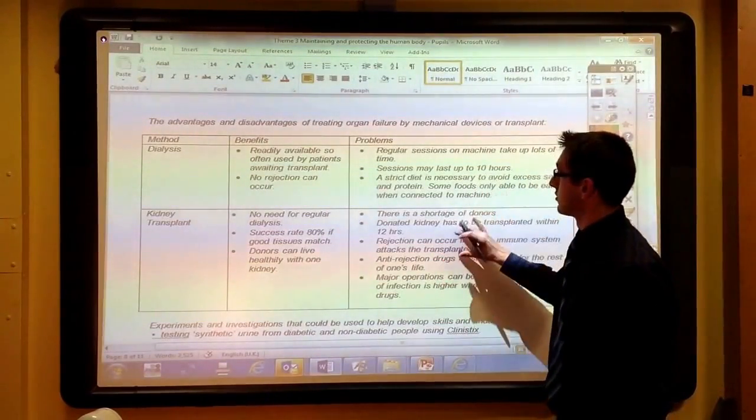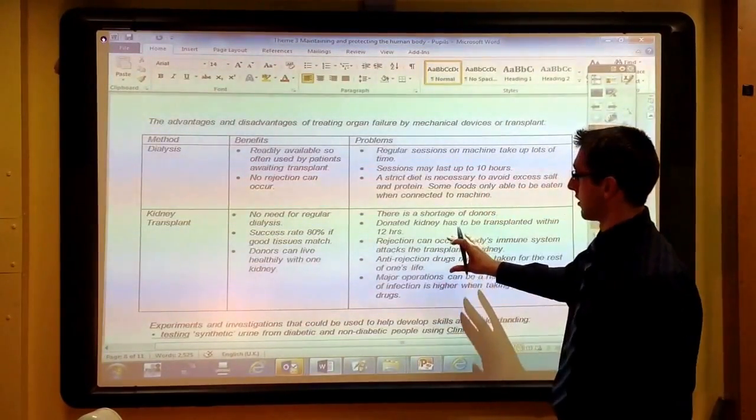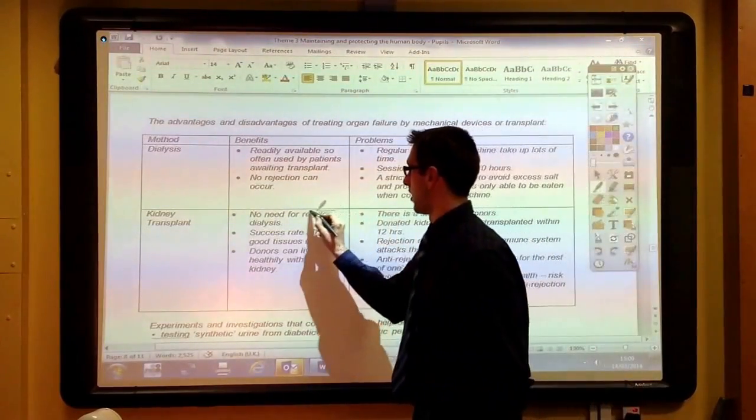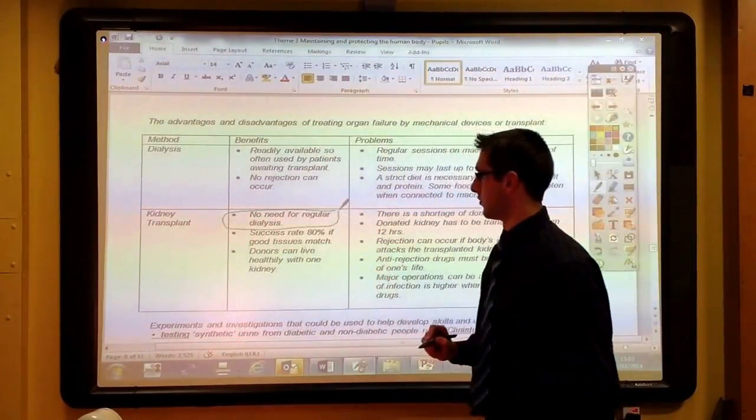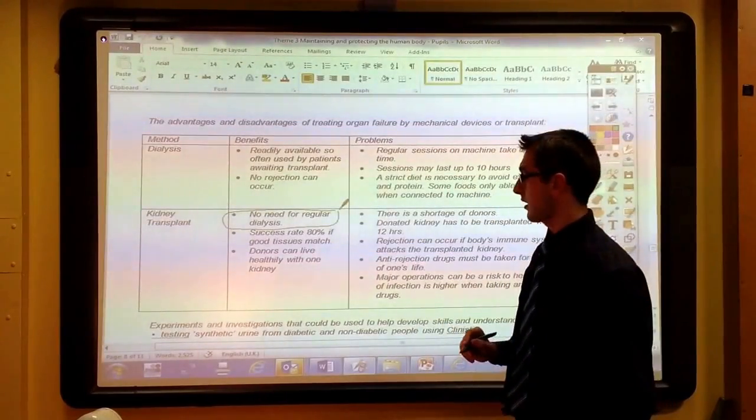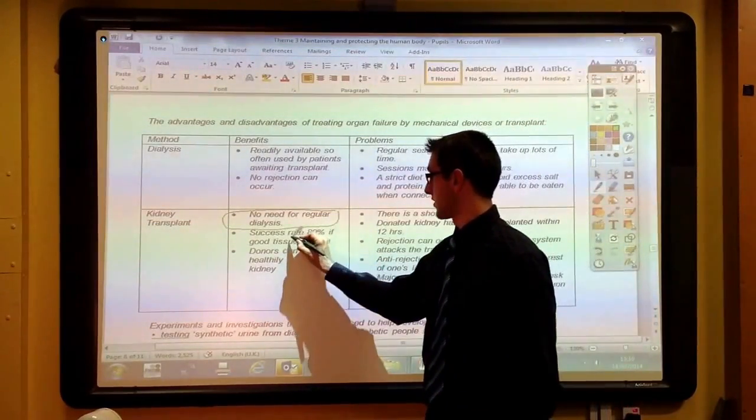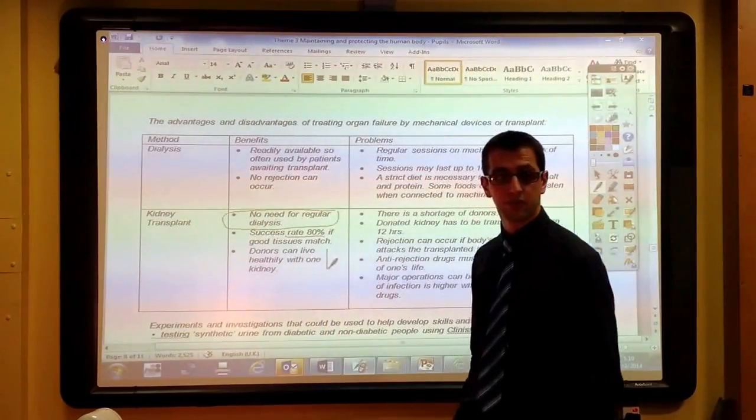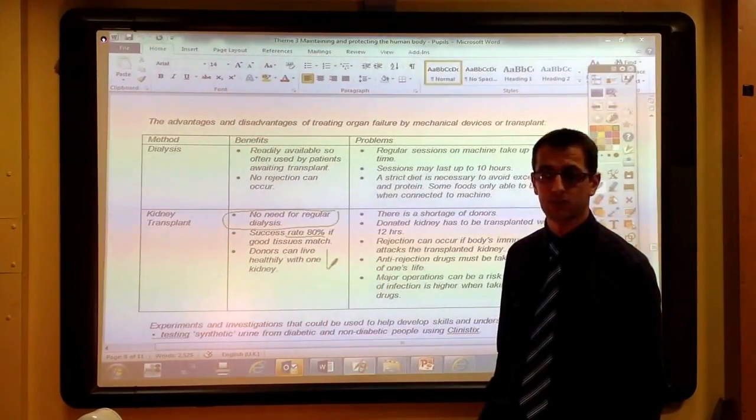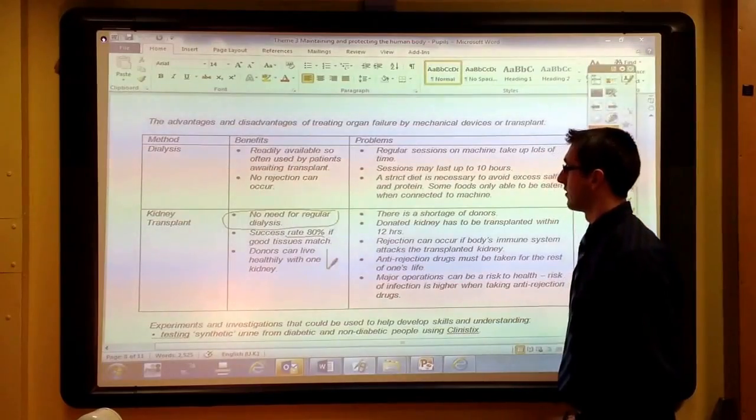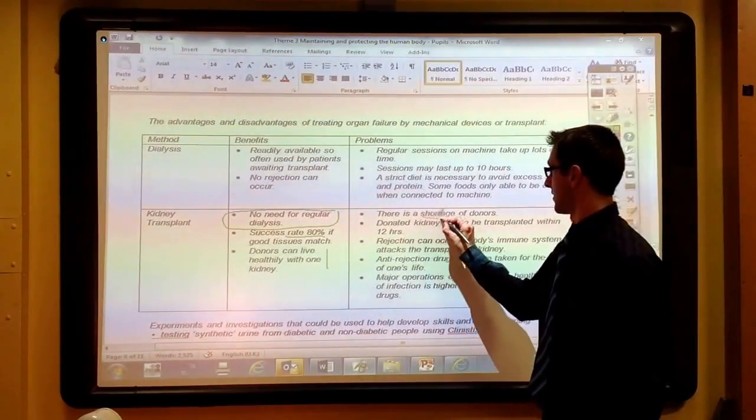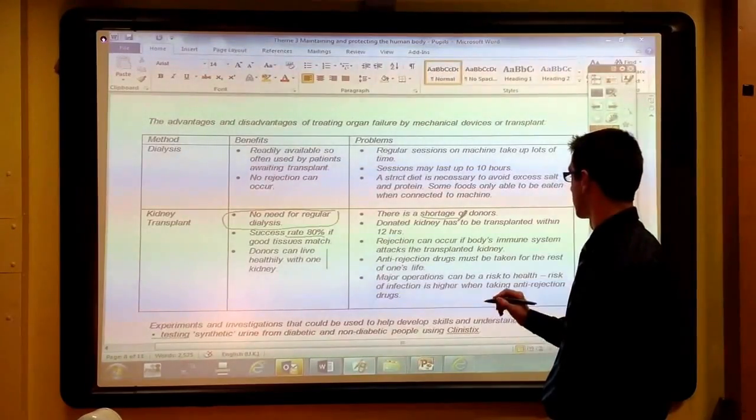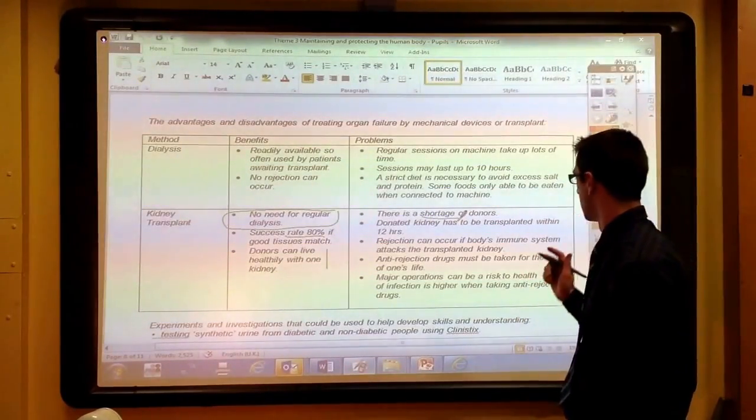There are advantages of each, and clearly for a kidney transplant, the huge benefits are that there is no need to have any more dialysis. There's a really good success rate these days, and once you've had your donation, you're able to live a normal, healthy life for some time to come. However, the big drawback is that there's a massive shortage of donors. You have to wait quite a long time to get a kidney transplant.